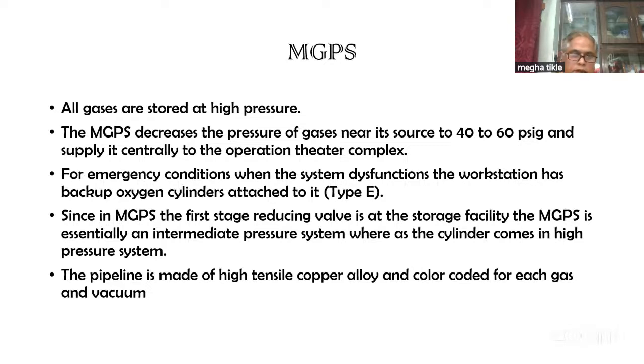Now the pipeline is usually made of a high tensile copper alloy and is color coded for each gas and vacuum. The tensile strength is around 4 to 5 times the operational pressure of the gas that it is supplying to the hospital.